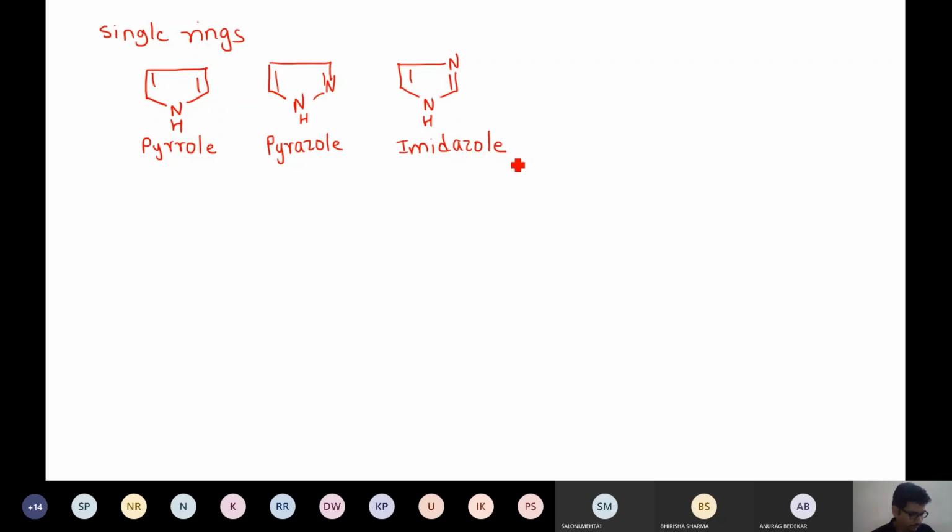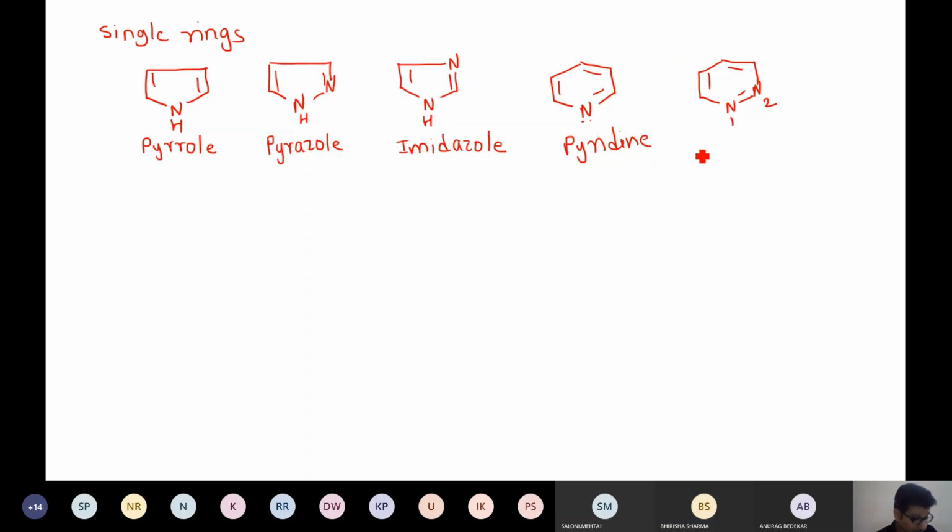Okay. So then let's move on to the next ring, which is a 6-membered ring. What is this ring? Pyridine. Now, when it comes to more than one nitrogen here, there are several variations which you can think of, right? So nitrogen can occupy sort of 1 and 2 positions, correct?